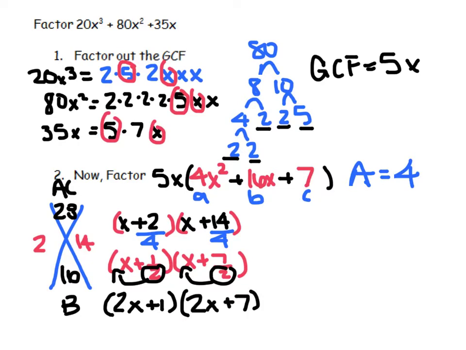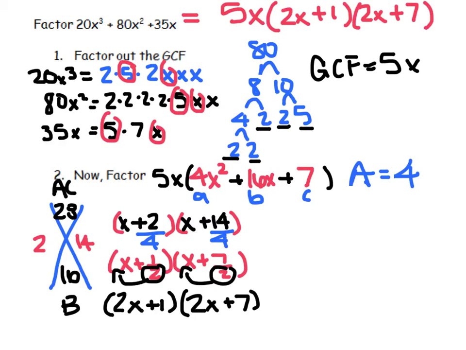Now remember, because we factored out a GCF, when I write the final answer, we have to make sure that we include it. So 5x goes on the outside, and then I have my two parentheses, which is 2x plus 1 times 2x plus 7. So that would be our final answer.